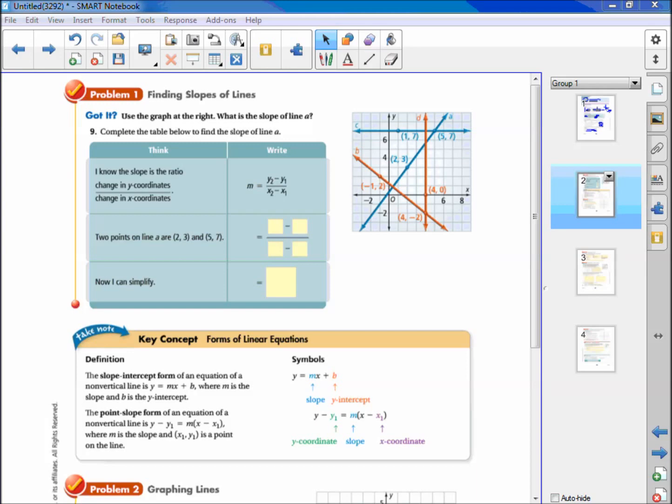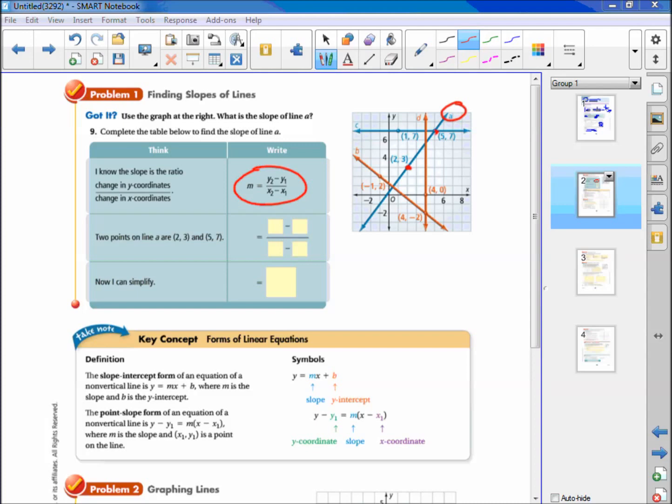All right, finding slopes of lines. Use the graph at the right. What is the slope of line A? So line A is this blue one right here. We're going to find the slope of it. And let's think about this. So I know the slope is a ratio of the change in the y coordinates to the x coordinates. This is the formula that says that. Remember, m always takes the place of slope. Two points that lie on line A are (2, 3) and (5, 7). Those are right here, (2, 3) and (5, 7).